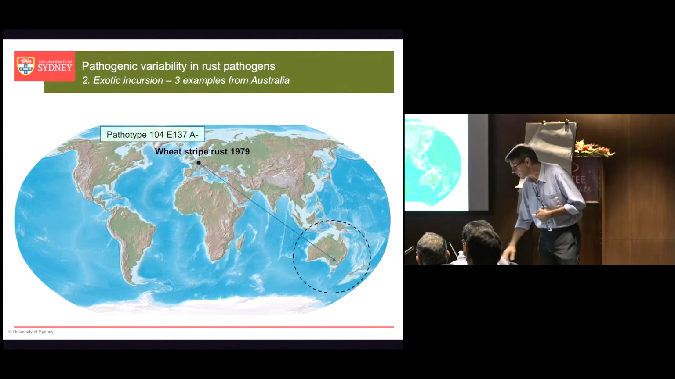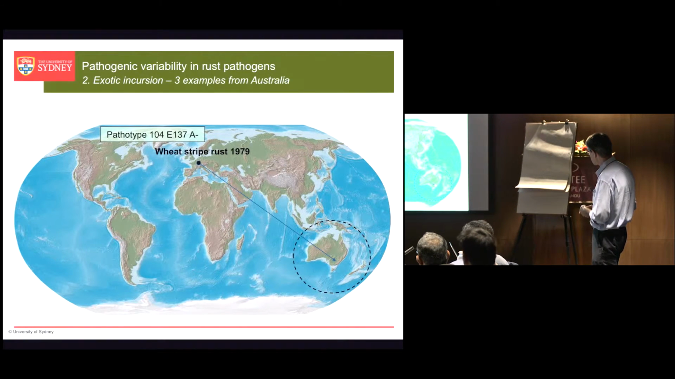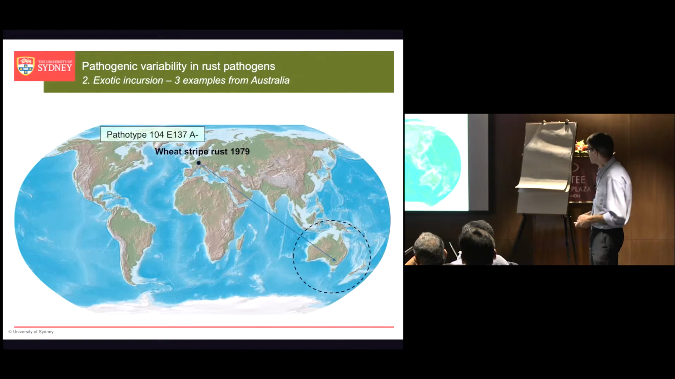So in 1979, for the first time ever, we had stripe rust in Australia. Prior to 1979, never found stripe rust on wheat. The race analysis that was done at the time identified this pathotype, and we suspect it came from Europe based on the pathotype. And some of the molecular work we've done supports that idea as well.